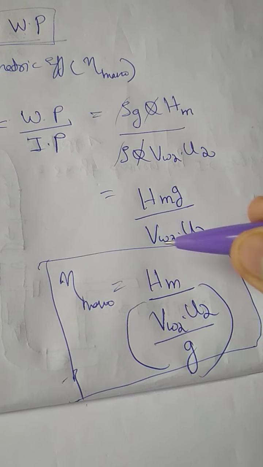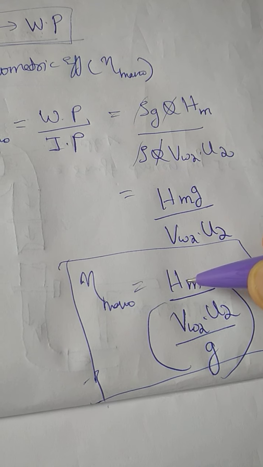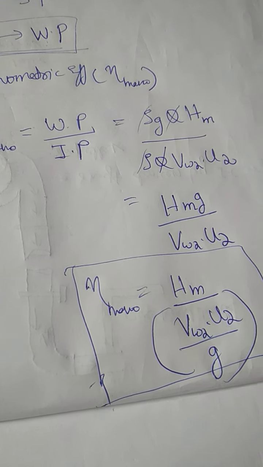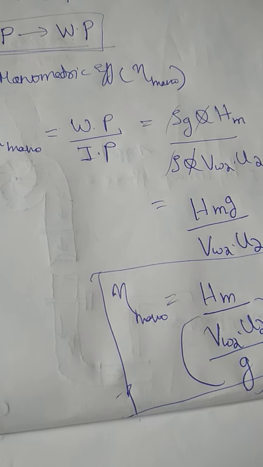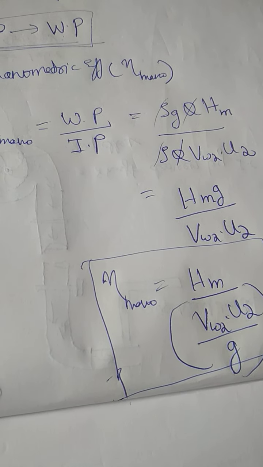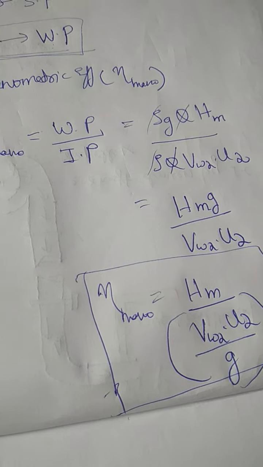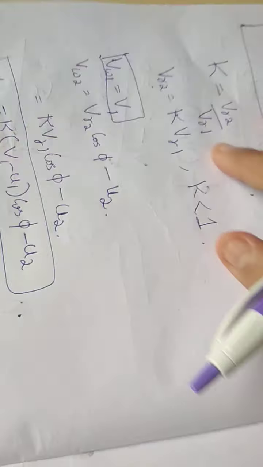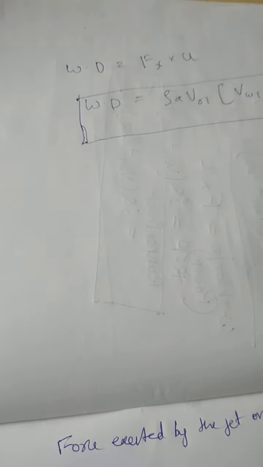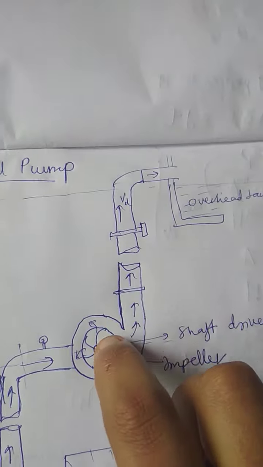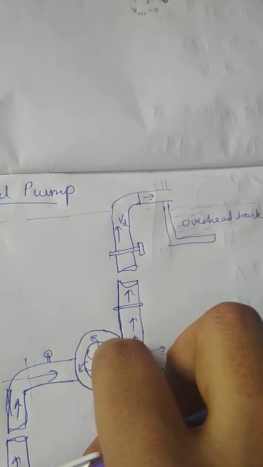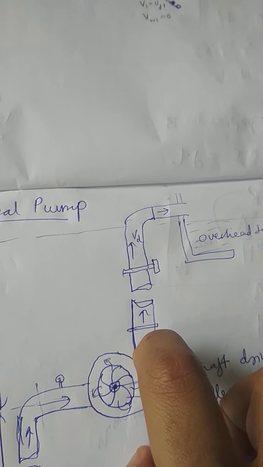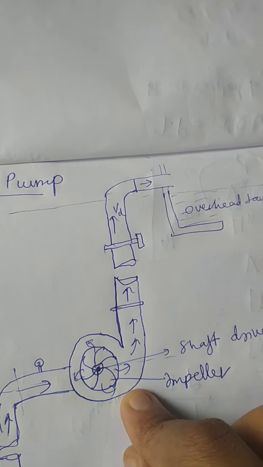How can I redefine this one? I can say that hm is the manometric head. Manometric head means it is the actual head of water that is available from the pump casing to the exit. From this particular point to the exit, what is the actual head that is available? We call it the manometric head, denoted by hm here.